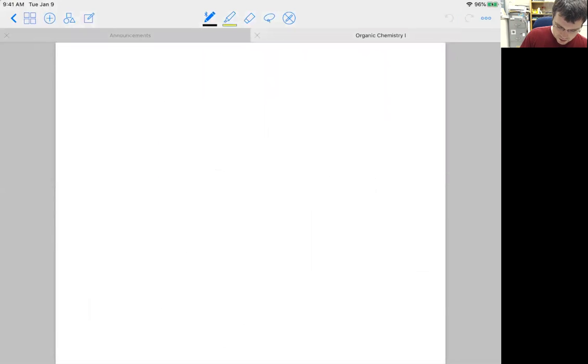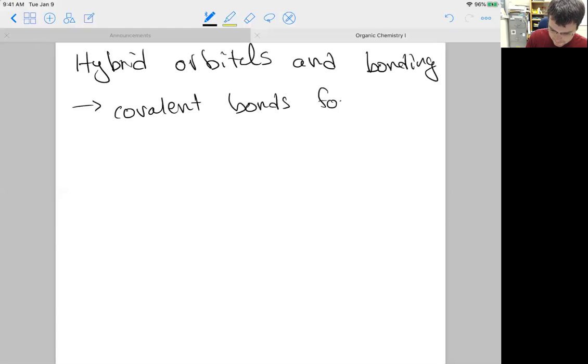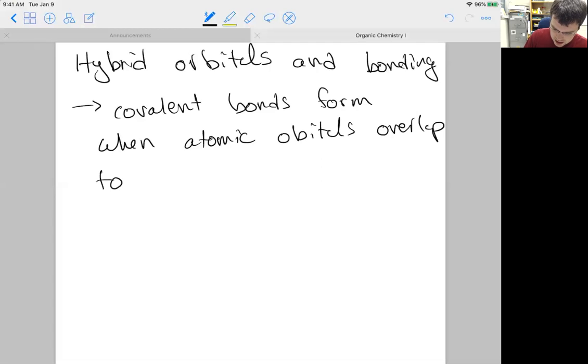Okay, so let's look at hybrid orbitals and bonding. So we're going to now do some actual bonding with these hybrid orbitals. So recall that covalent bonds form when atomic orbitals overlap to make molecular orbitals. Okay, that's a pretty true statement, and I stand by most of it. All right, make molecular orbitals.